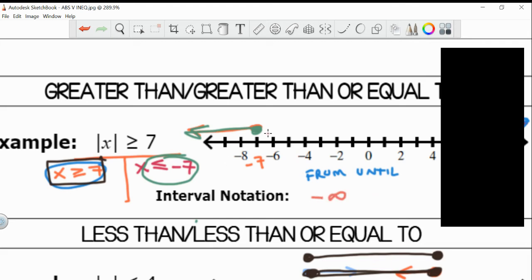And what is the highest number that will work? Nope. 7. We can't go from negative infinity until positive infinity because what about 0? That doesn't work, right? We can't say that. We need to stop at negative 7. That will tell us from negative infinity until negative 7. That's our interval.